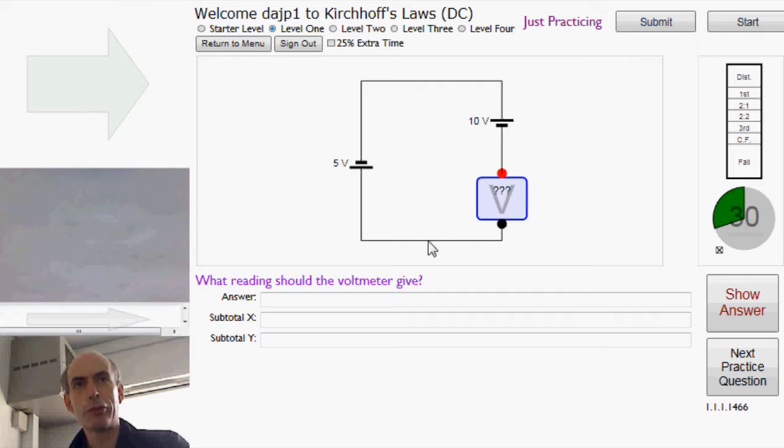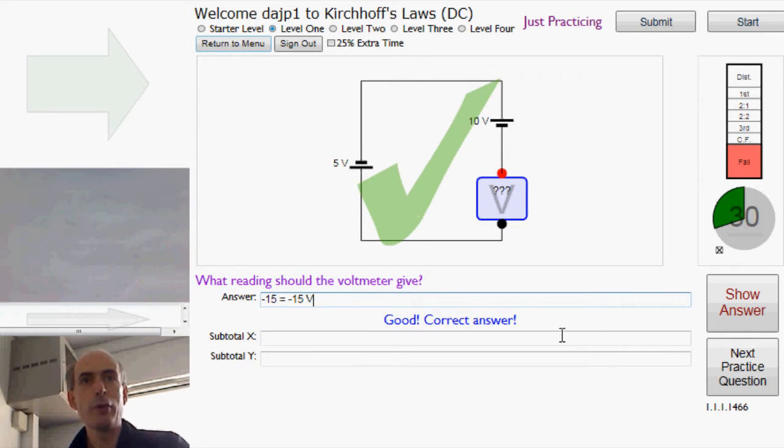If we called this ground, we'd be at 0, 0, 0, then minus 5, minus 5, minus 5, and then minus 15, minus 15. That point must be minus 15 volts with respect to that point there. So the voltmeter would measure minus 15. Fine.